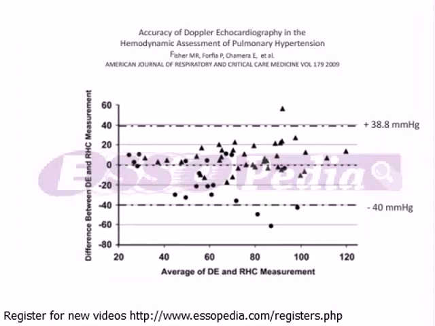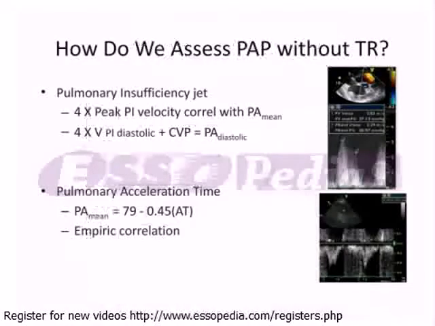Some patients don't have a measurable TR signal. One key point is that it's better not to report a PA pressure than to report an erroneous one from a trace jet. If no TR is available, one can use either the PI jet to obtain a mean or an end diastolic pressure. And if you have both of these, and they're both measurable, then you can back calculate the systolic PA pressure using the formula that mean PA pressure is equal to 2/3 diastolic plus 1/3 systolic pressure.